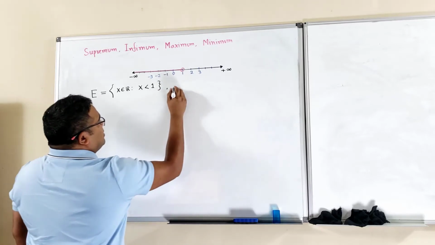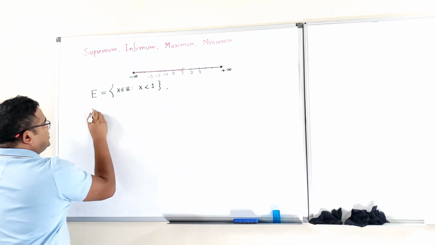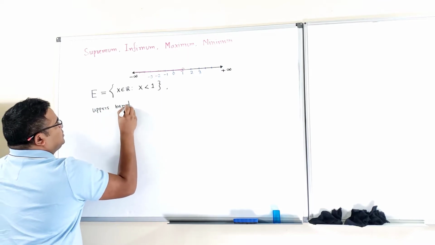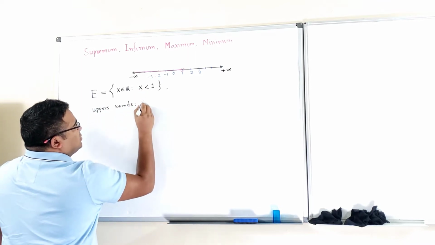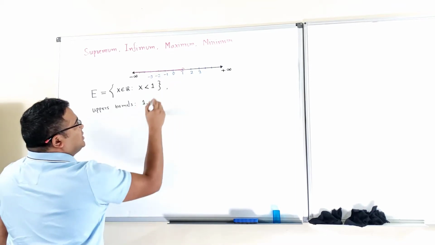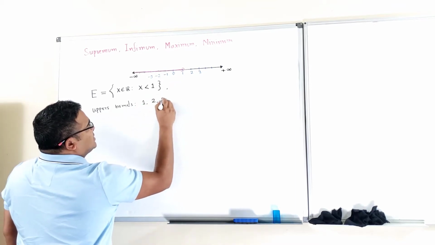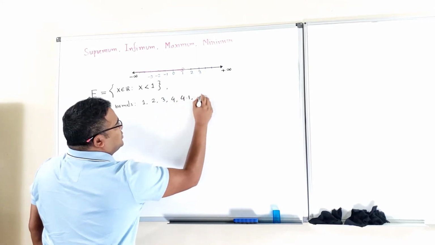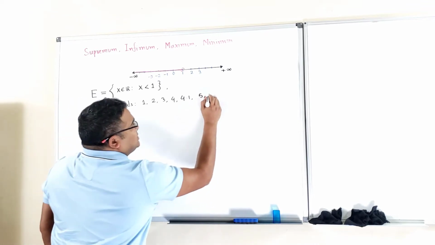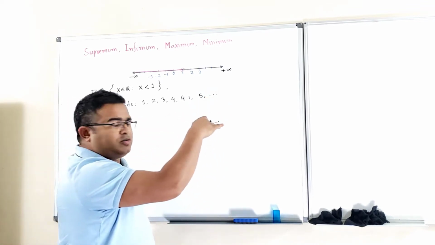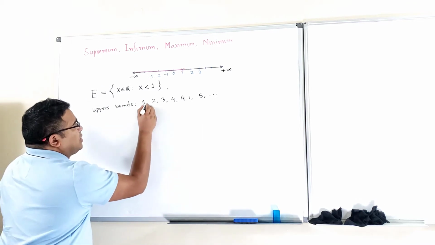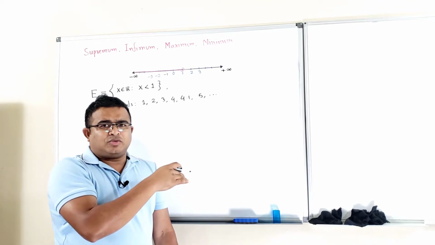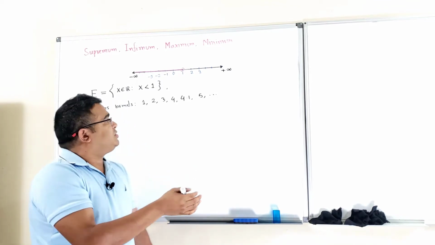So here, this 1 is an upper bound, then 2 is an upper bound, 3 is an upper bound, 4 is an upper bound, 4.1 is an upper bound, 5 is an upper bound. That means you have infinitely many upper bounds. Among all of these upper bounds, which one is the lowest one? We need to find which one is the lowest one.